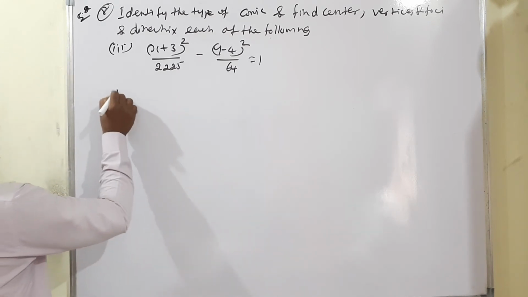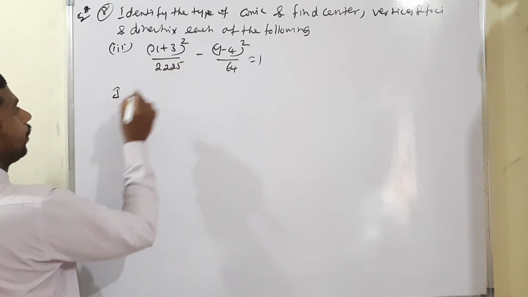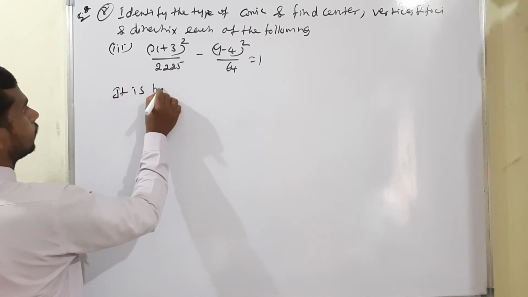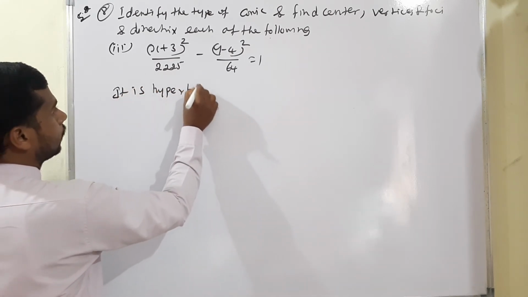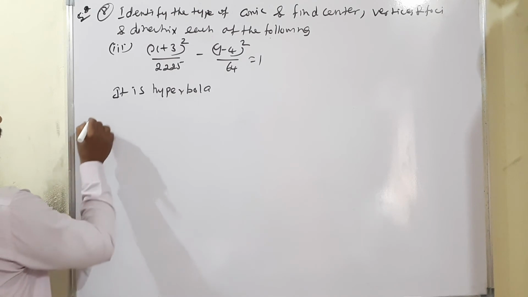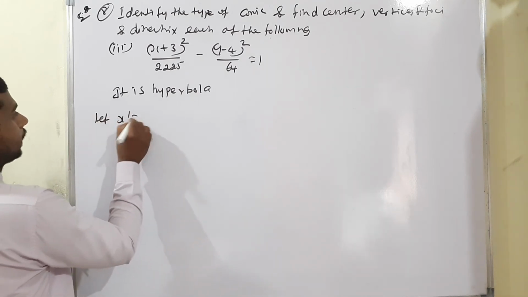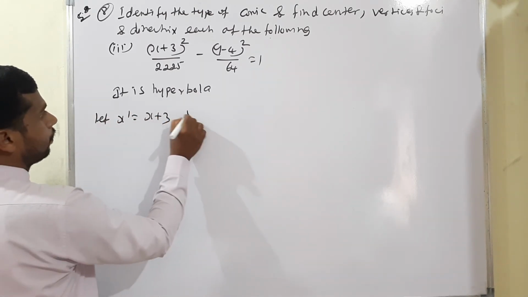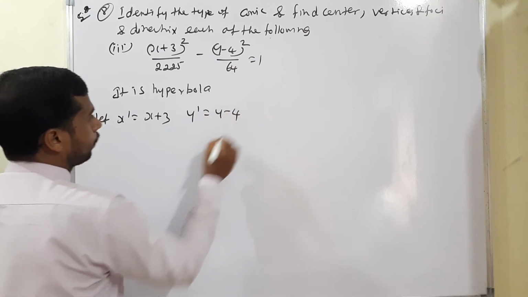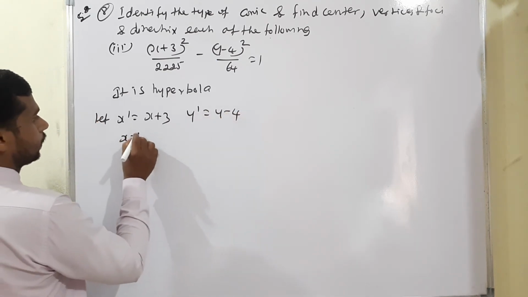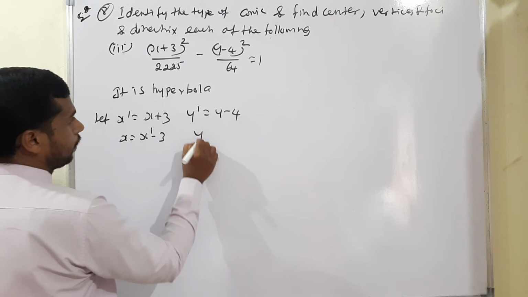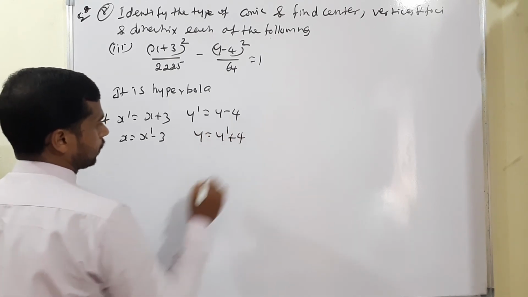Listen one by one. This is actually a hyperbola. Why? Because in the center we have a negative sign. So it is a hyperbola. Hyperbola means let's consider x dash is equal to x plus 3 and y dash is equal to y minus 4. Therefore x is equal to x dash minus 3, then y is equal to y dash plus 4.